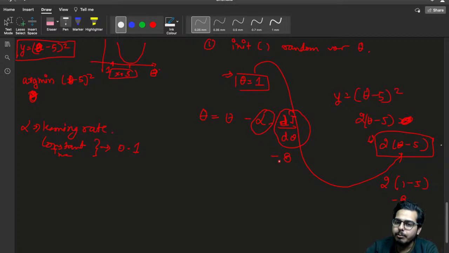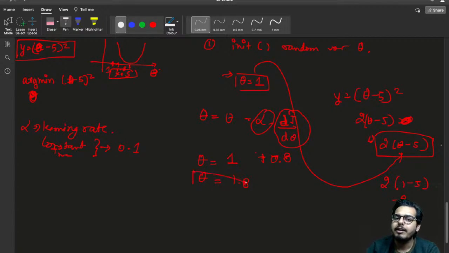So if you multiply 8 with 0.1, what will you get? You will get 0.8, and the minus and minus will become plus. So the new theta will be the old theta, which is 1, plus 0.8. So the new theta will become 1.8. Your theta moves from 1 to 1.8. Now you can see that you are moving towards the minima point, towards the optimum value.